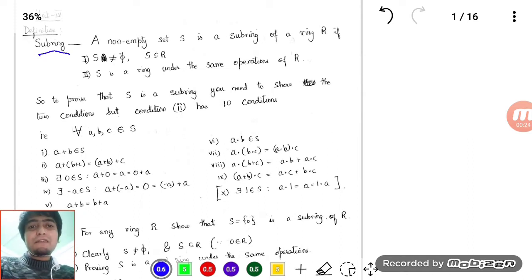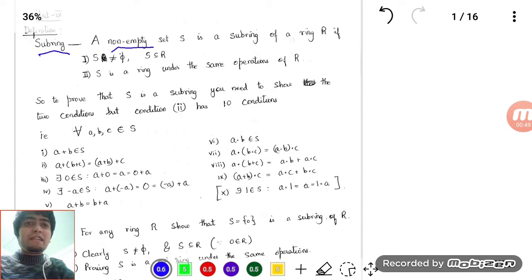Just like we have with groups, we have groups, and then we have a subgroup, and then we have a normal subgroup. Similarly, in rings, we will have a ring, a subring, and then something that is similar to a normal subgroup, but we will call it with another name, as you will see later on. So let us see what is a subring.